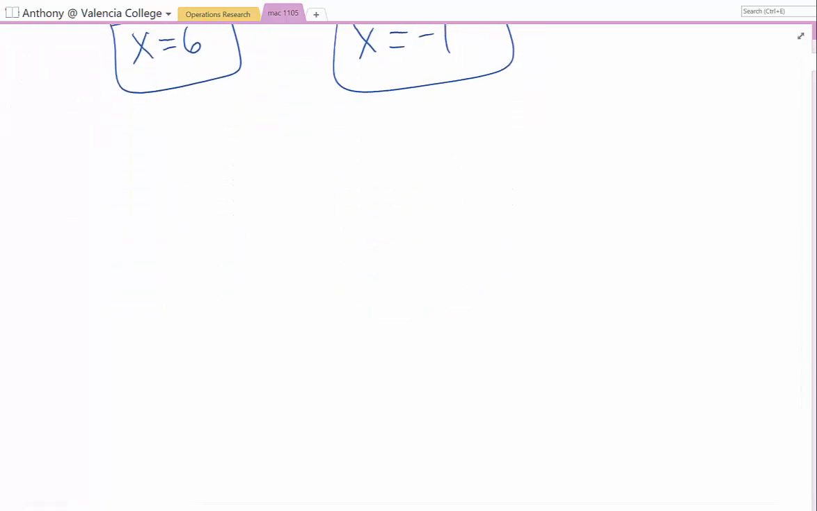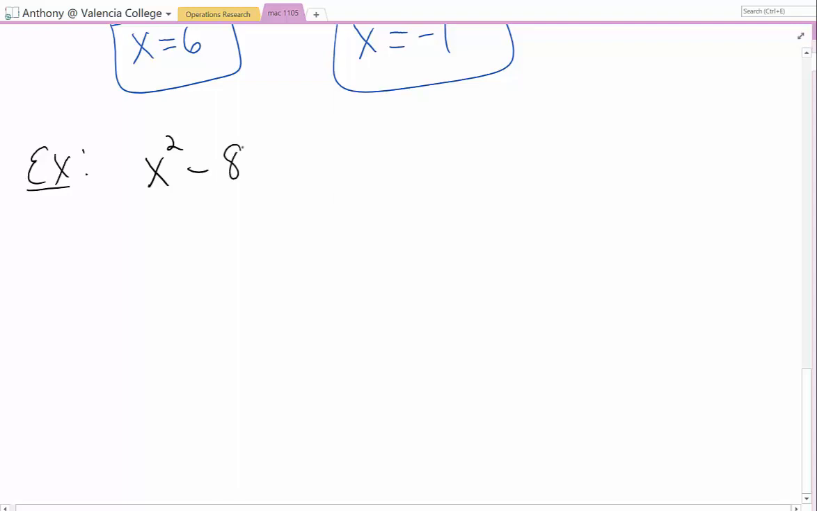So this is just factoring boot camp. For example, let's say we have x squared minus 8x is equal to a negative 12. Okay? So whenever factoring a quadratic, and that's what this video is exclusively for, factoring quadratics, the first thing you have to do is get this thing in standard form.